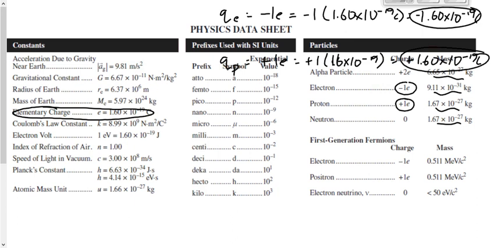You will likely remember that number because we use it so many times in this unit. But if you don't, now you know where to find it. Okay? Look on the right-hand side, plus 1e or minus 1e, and then go to the left-hand side to remind yourself what an e stands for, the elementary charge.